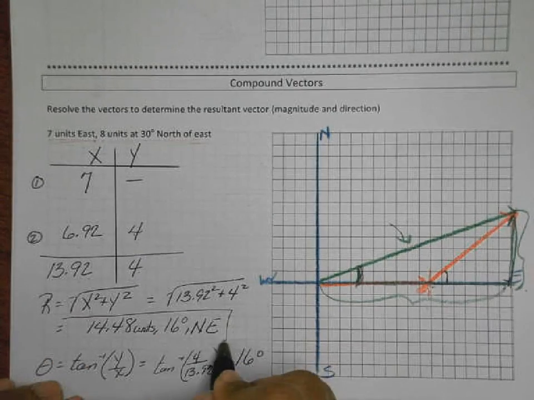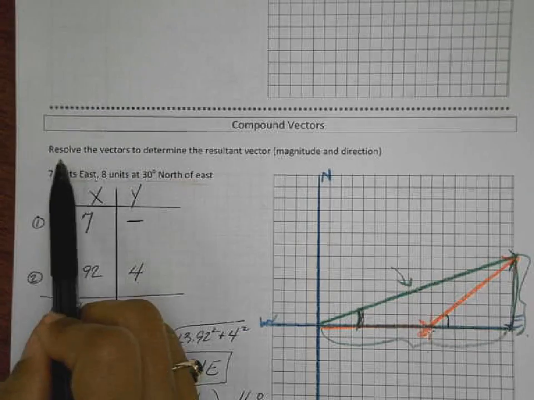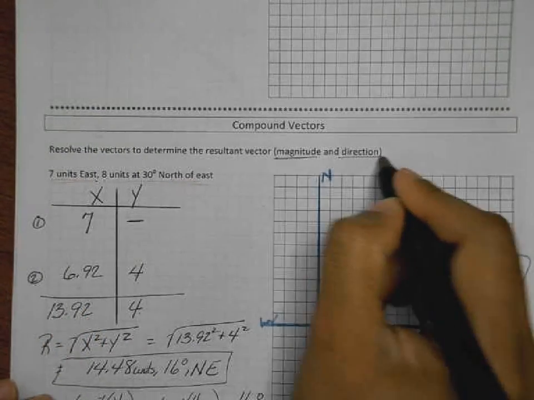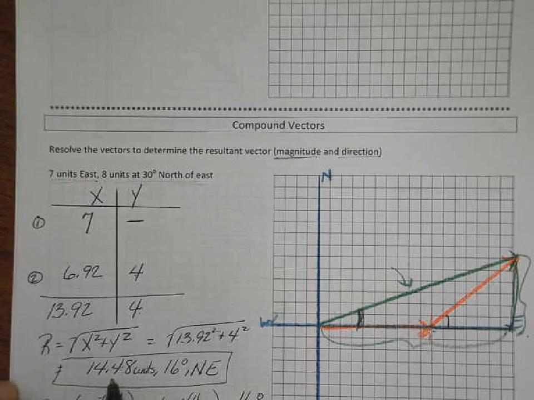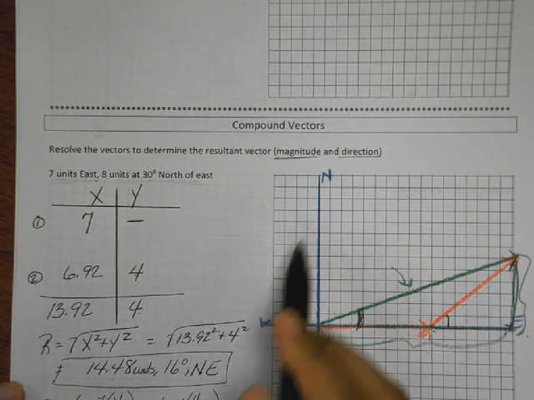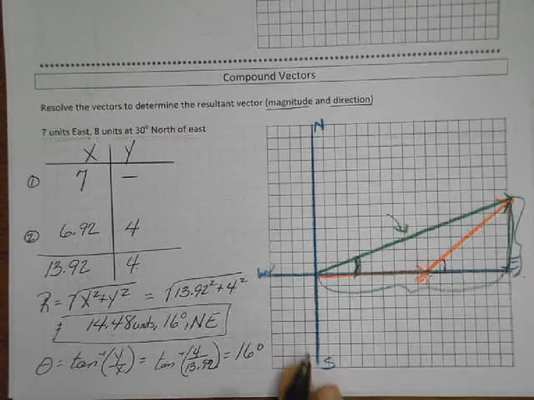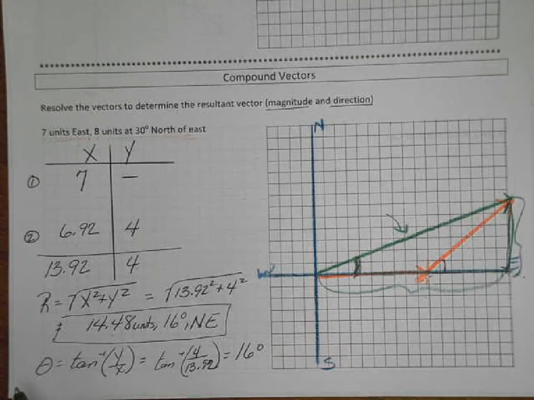So there is the total answer. It says resolve each vector to determine the resultant vector, magnitude and direction. There's the magnitude, 14.48 units, and there's the direction, 16 degrees north of east. I'm hoping this is a review.